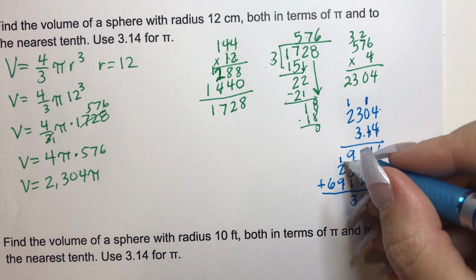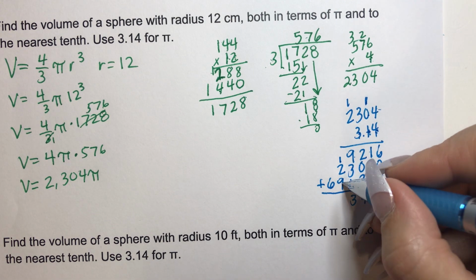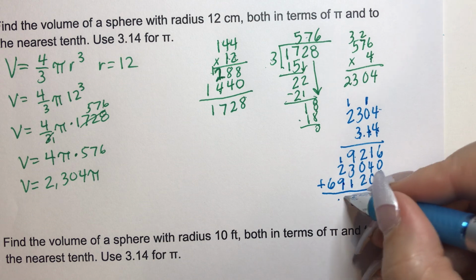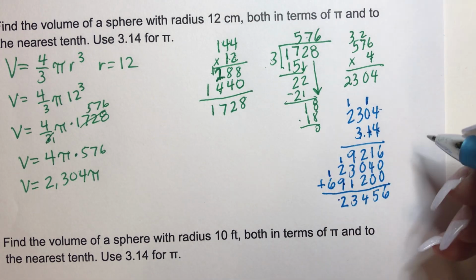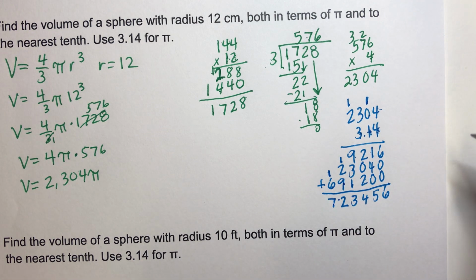9 plus... I always like to try to find groups of 10, right? So 9 plus 1 is 10, plus 2 is 12. Just makes it easier and quicker for me. Write the 2, carry the 1, and then 1 plus 6 is 7. Whew, that was a lot.